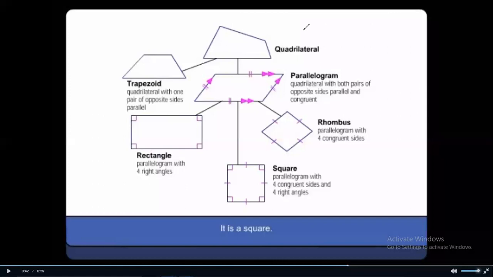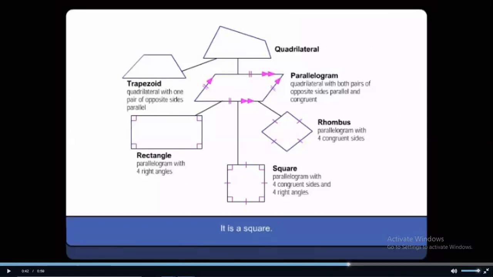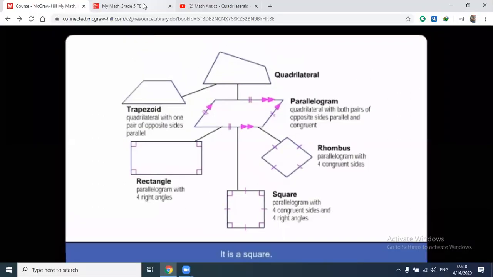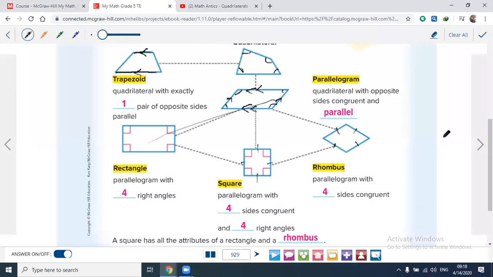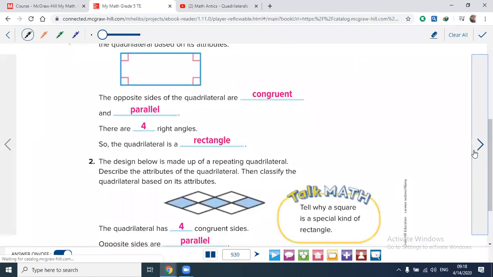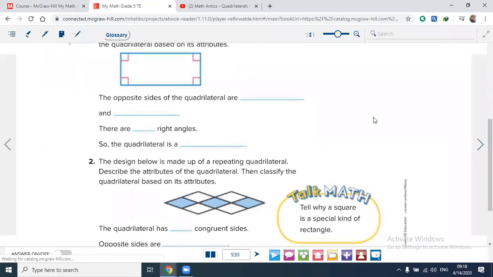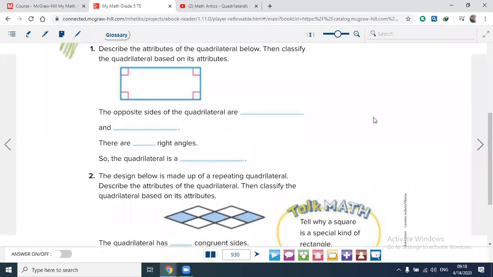Okay, now back to the book. Finish this page. Next page is 930, the guided practice. As you see here, number 1: describe the attributes of the blue quadrilateral, then classify the quadrilateral based on its attributes.